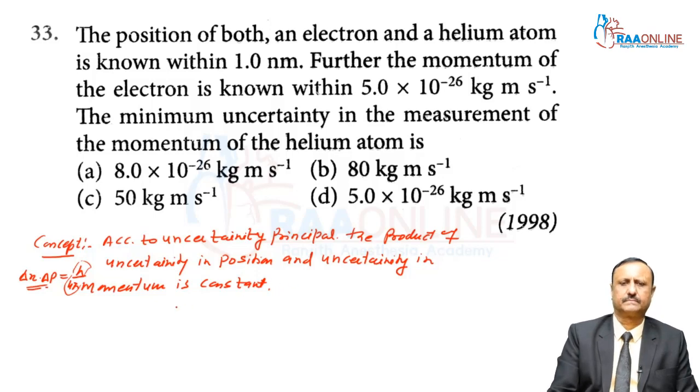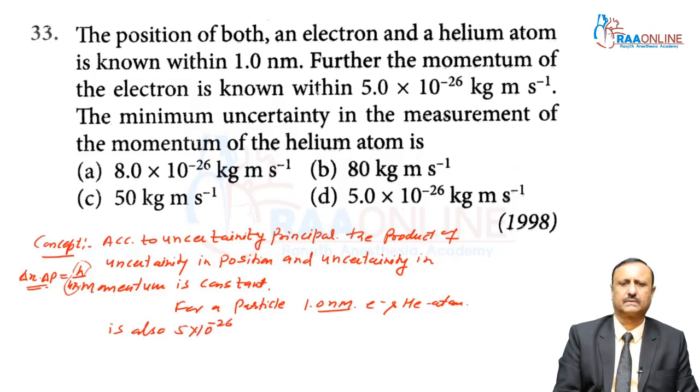For the particles, that is 1 nanometer, both the electron and the helium atom, the uncertainty is also 5 into 10 to the power minus 26. So, my dear students, your answer is D, because the product is constant. So, when the momentum of the electron is delta p, that is the minimum uncertainty in the measurement of momentum of the helium atom.